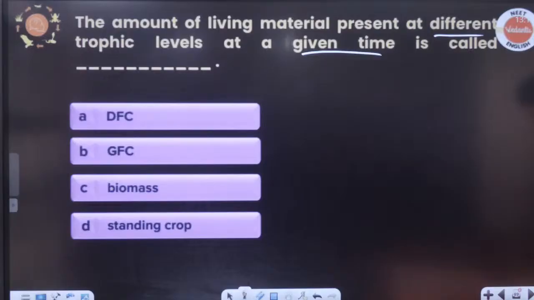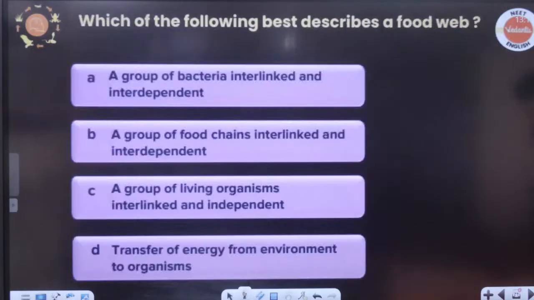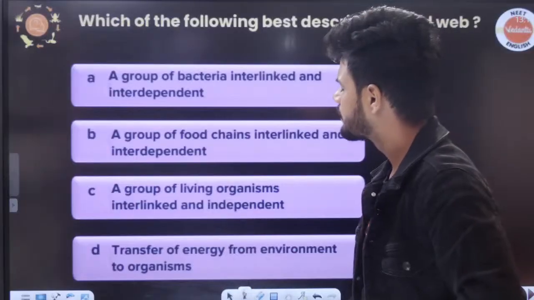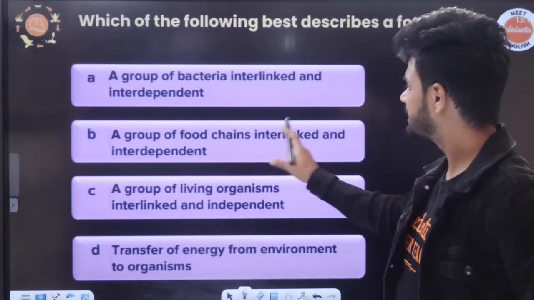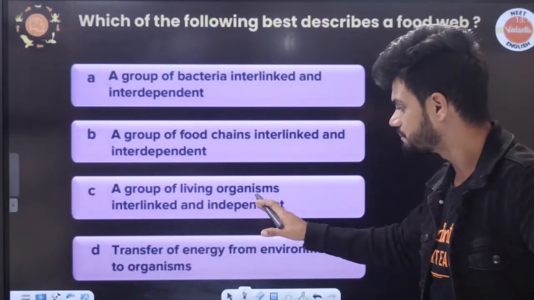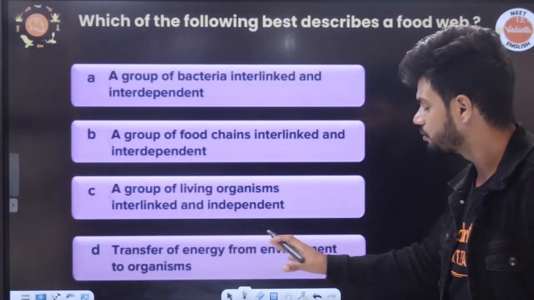That is called your standing crop, not sitting crop, standing crop. Which of the following best describes a food web? A group of bacteria interlinked and interdependent. A group of food chains interlinked and interdependent. A group of living organisms interlinked and interdependent. Transfer of energy from environment to the organisms.